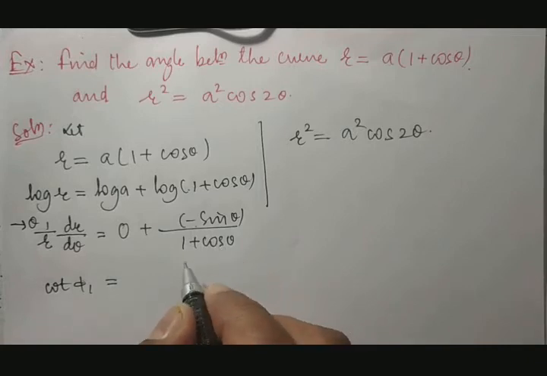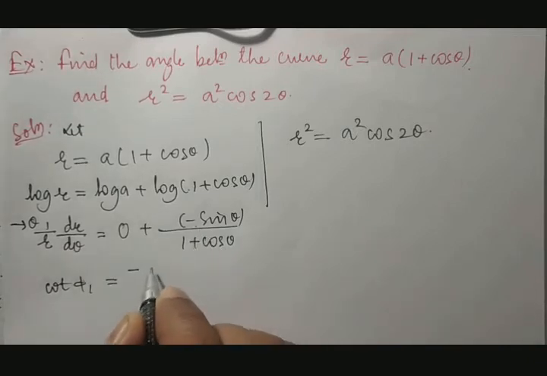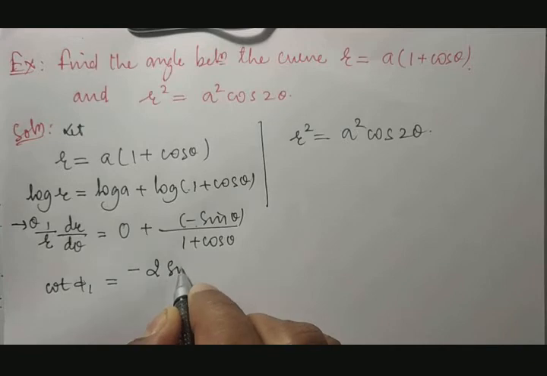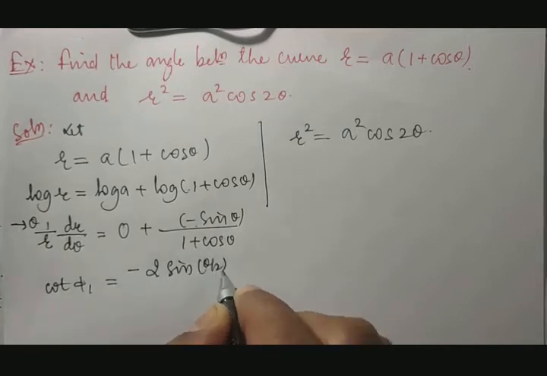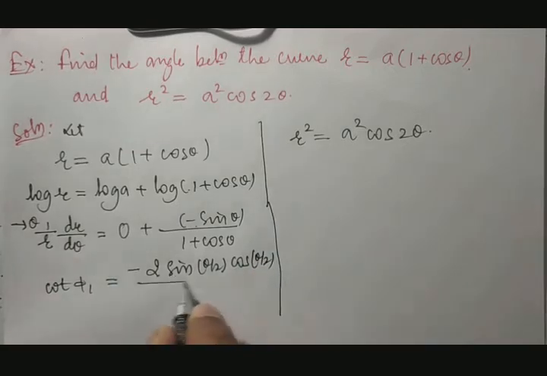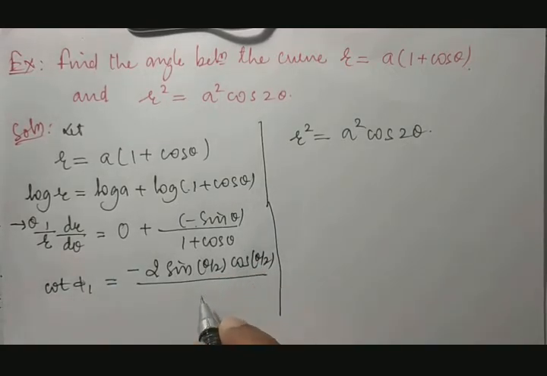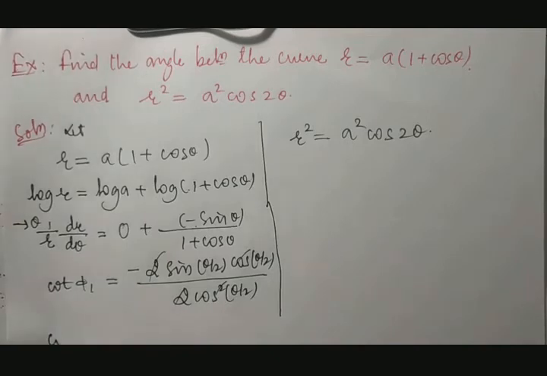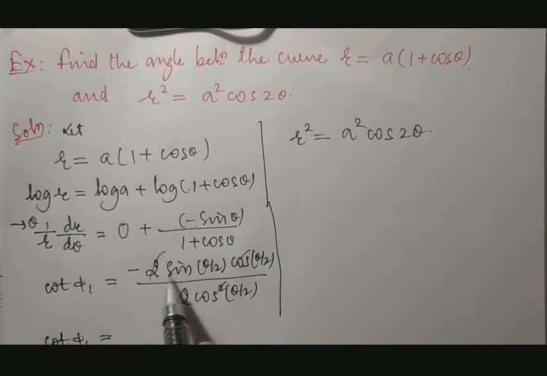How do you write this? It can be taken as minus, sin theta can be taken as 2 into sin theta by 2 into cos theta by 2, divided by 1 plus cos theta, which can be taken as 2 times cos square theta by 2. Here 2 gets cancelled, cos gets cancelled with cos. Therefore, cot phi 1 is equal to minus sin theta by 2 by cos theta by 2.